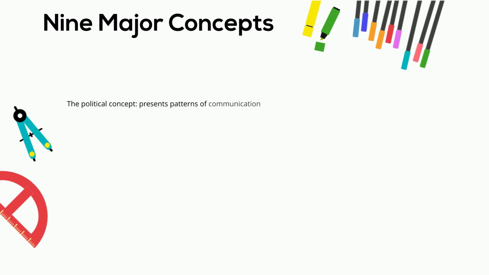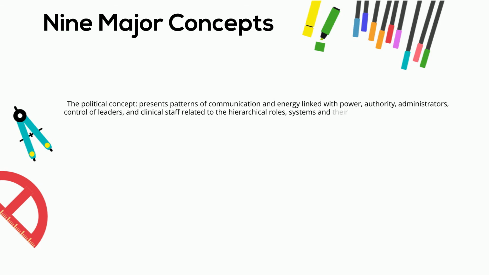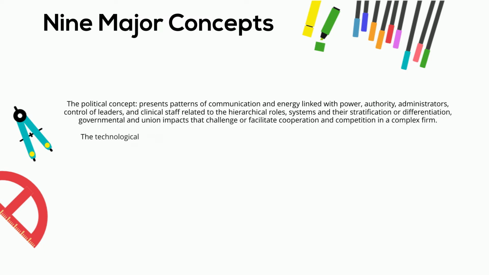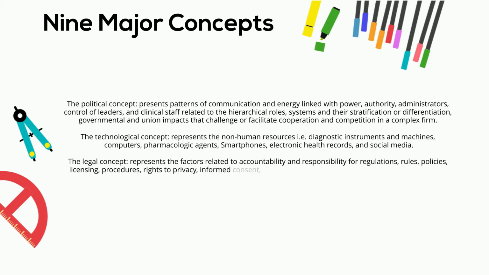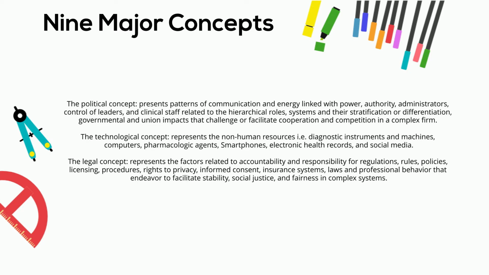Number 7, the political concept. Presents patterns of communication and energy linked with power, authority, administrators, control of leaders, and clinical staff related to the hierarchical roles, systems, and their satisfaction or differentiation, governmental and union impacts that challenge or facilitate cooperation and competition in a complex firm.